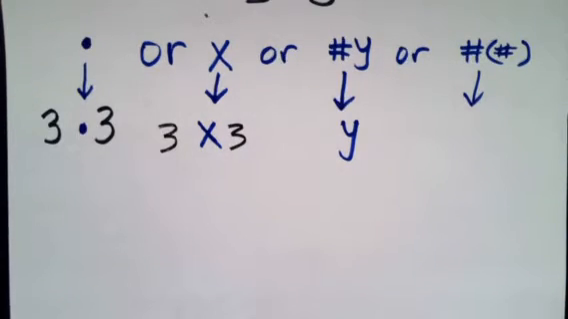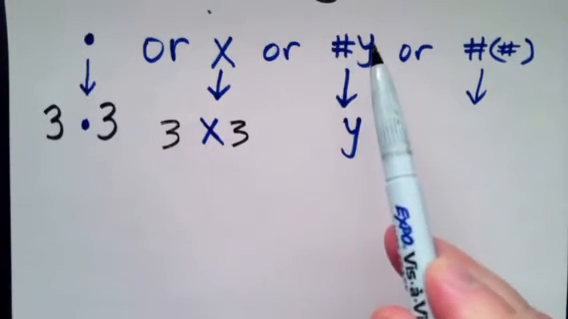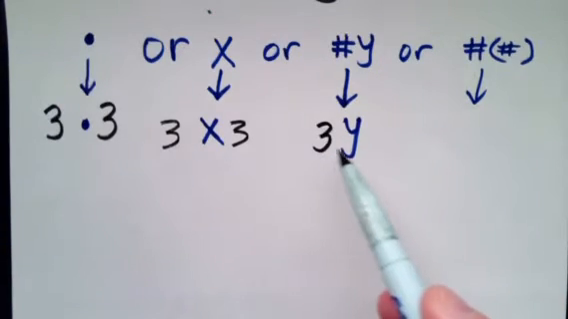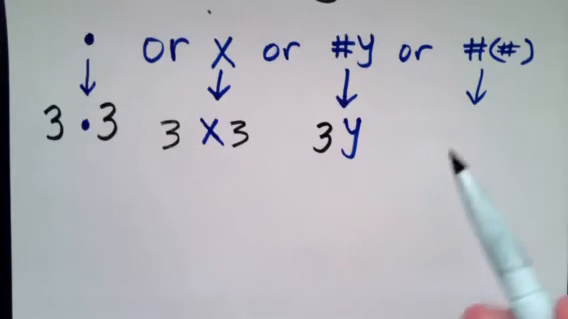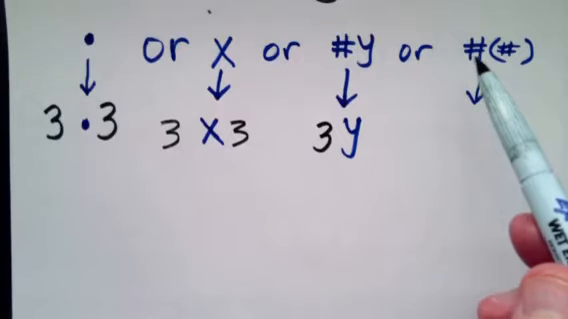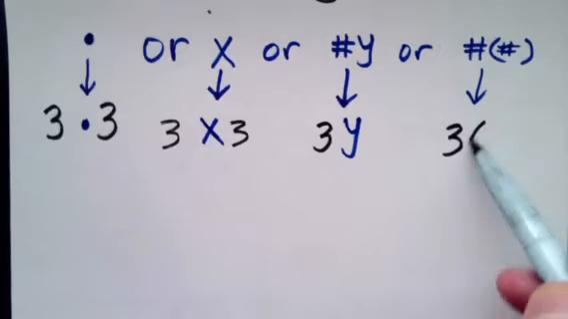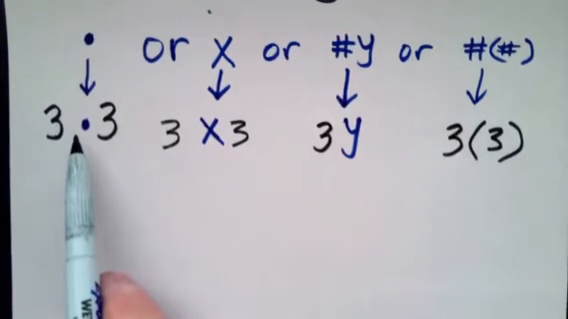Another way you can indicate an operation for multiplication would be a number right in front of a variable. So 3y. This means multiply 3 times the y. And finally, a number outside of a parentheses of a number would also indicate multiplication. So these are the examples of how you will see operations explaining to you to multiply.